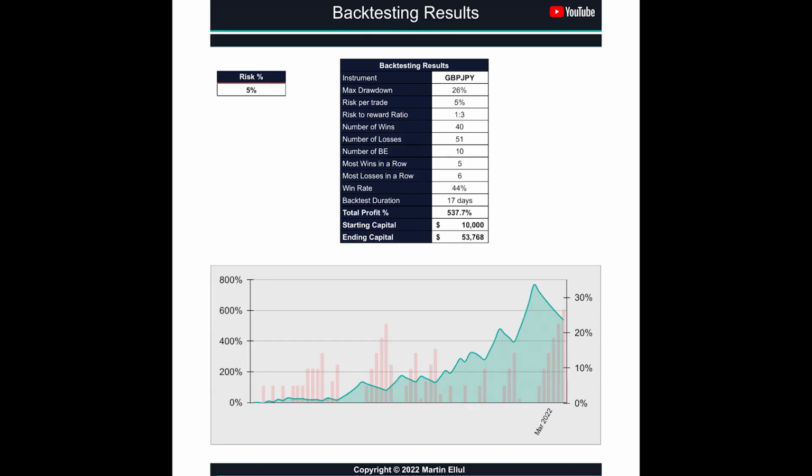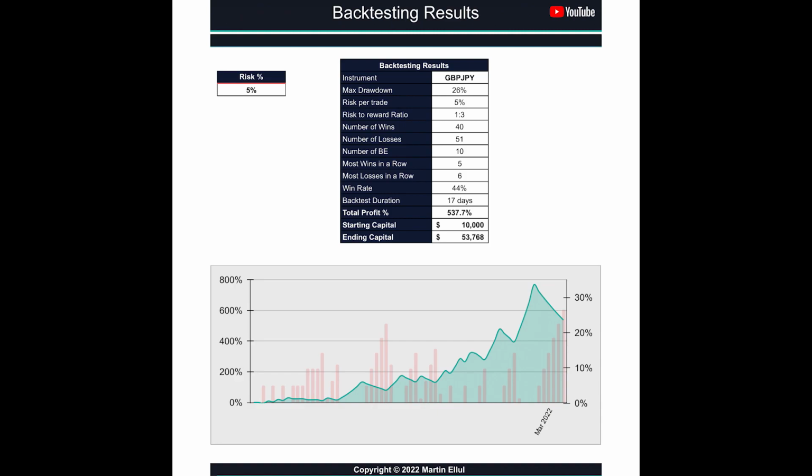So there you are, the results of the backtest. So we were on the GBP JPY instrument. We were risking 5% per trade. So we had a maximum drawdown of 26% of the account. We were using a risk to reward ratio of 1 to 3, and we had 40 wins, 51 losses, and 10 break-even trades, with 5 wins in a row and 6 losses in a row. So that gives a win rate of 44% over 17 days.